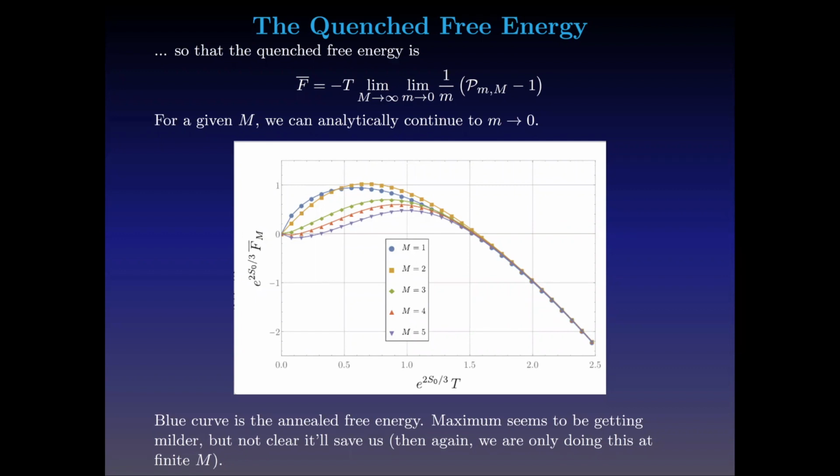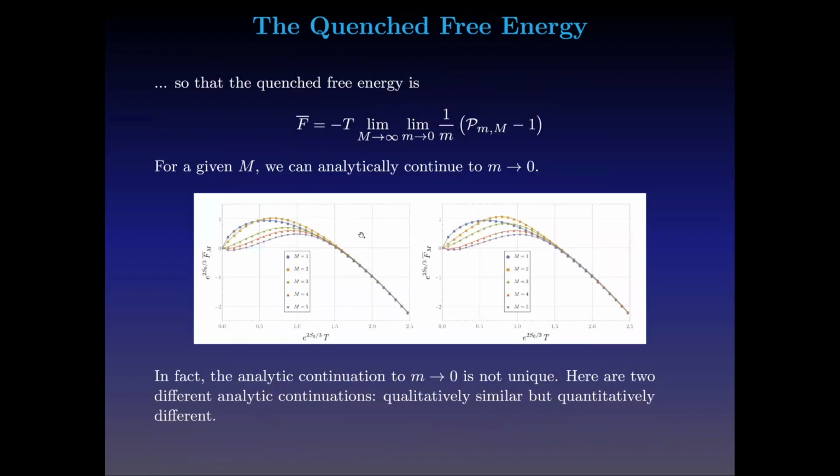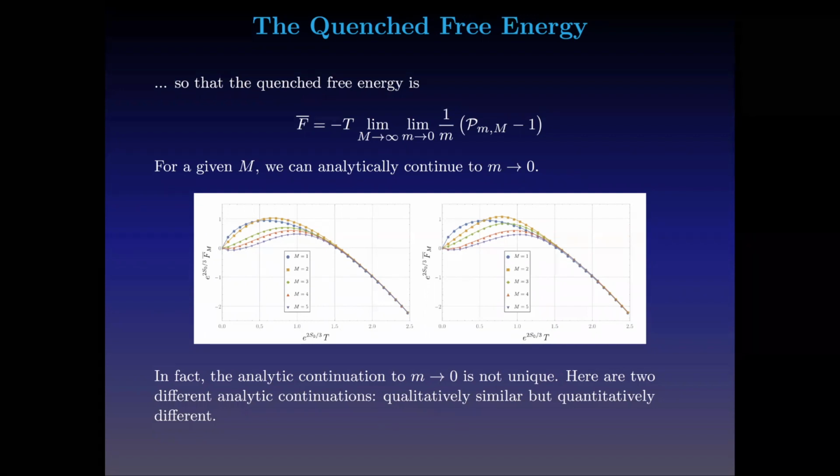Now, one thing to notice here is I can actually analytically continue to m goes to 0 in different ways. And this analytic continuation is not unique. So here are two different analytic continuations to m goes to 0. And they are qualitatively pretty similar, but quantitatively they're different. And so that's another complication that comes up here, where we could say, well, finite or infinite m, the important thing is to get the analytic continuation right. And that might be what actually has to resolve the non-monotonicity problem.